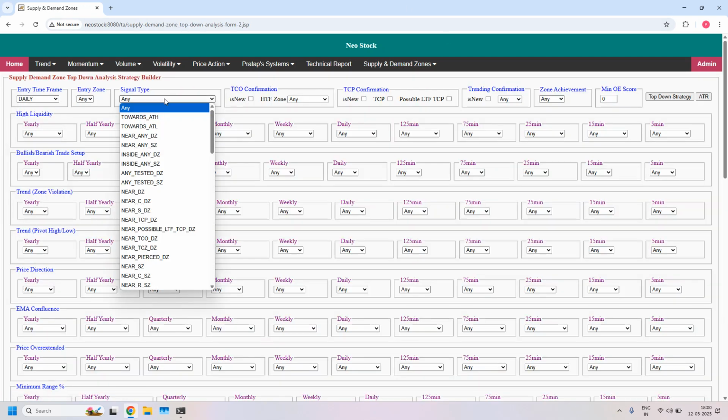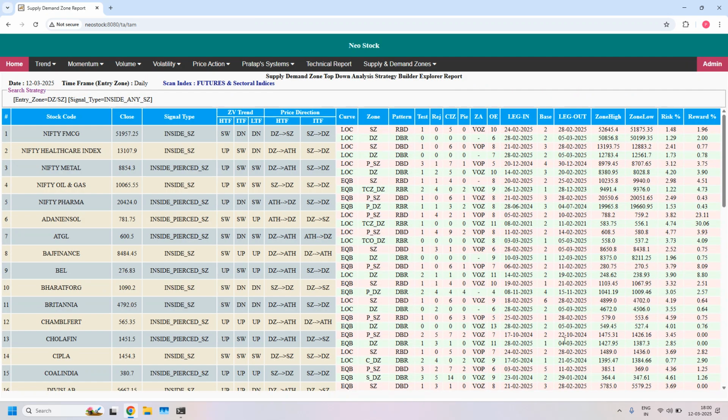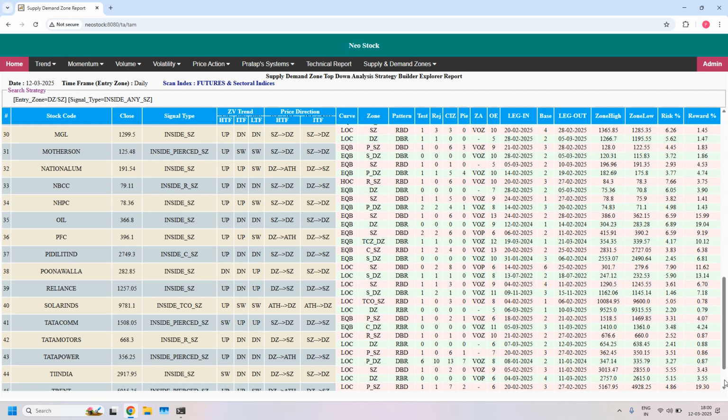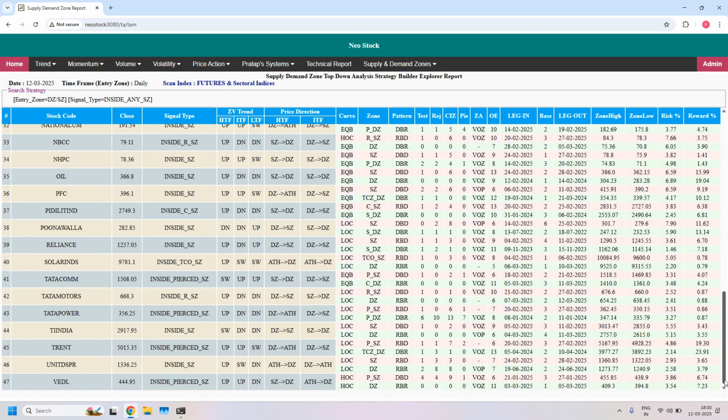Daily time frame. Price closed inside the daily supply zone. First 15 stocks in the list. I am scrolling the list down. So total 47 stocks are filtered. Current price closed inside the daily supply zone. We can further filter this list by setting the parameter daily supply zone having daily EMA confluence.